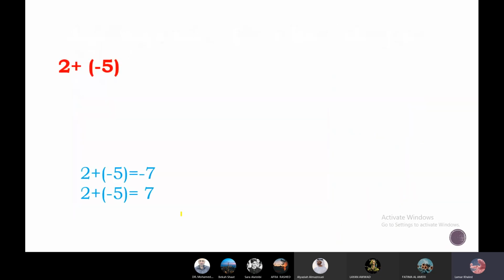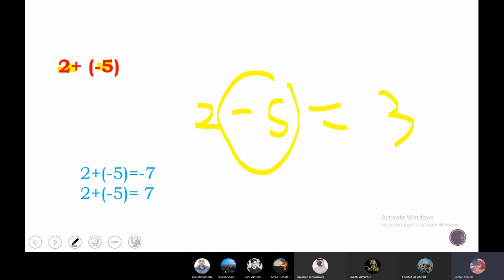So for example, here we have 2 plus -5. Are these signs the same or different? Different. So we're gonna subtract. So it's gonna be 5 minus 2, and the answer will be 3. And I have a question. Who is larger, -5 or 2? 5. Yes.